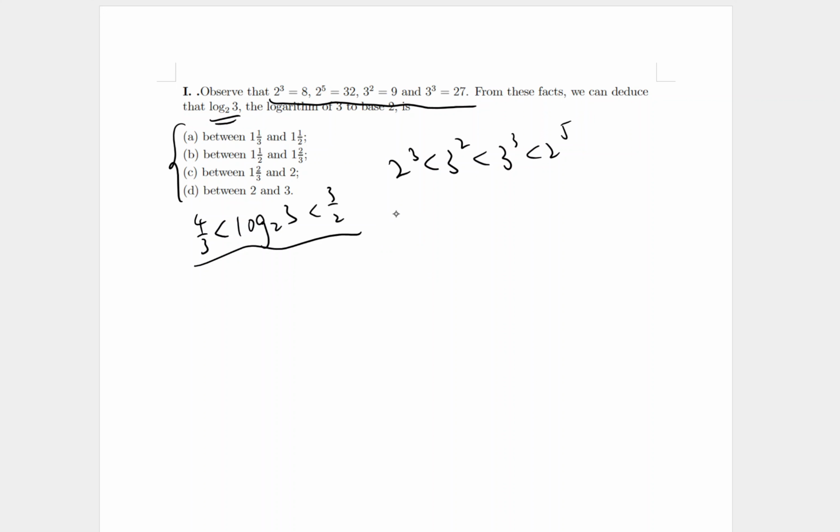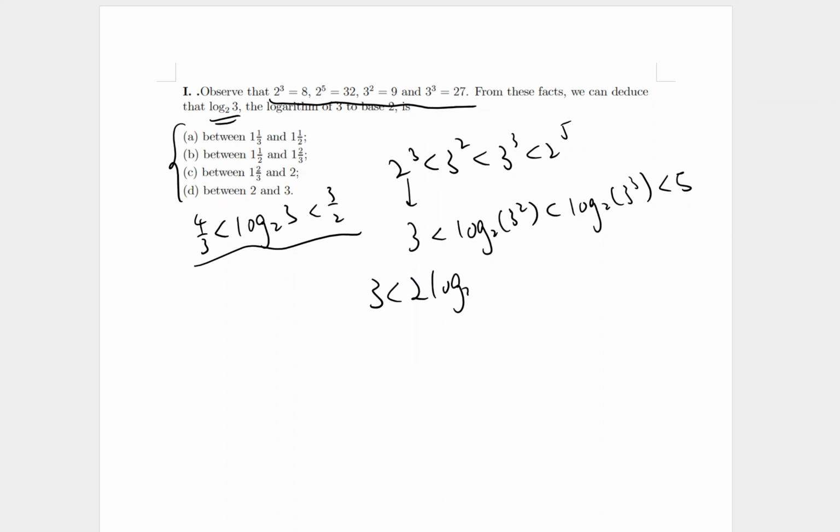So let's go. Log 2 of 2 to 3 would be 3. Log 2 of 3 squared, we can't do anything with that just yet. Log 2 of 3 cubed is smaller than 5. Log 2 cancels with the base 2. So actually we know that now 3 is less than 2 log 2 3, by the properties of logarithms, and 3 log 2 3 is less than 5.